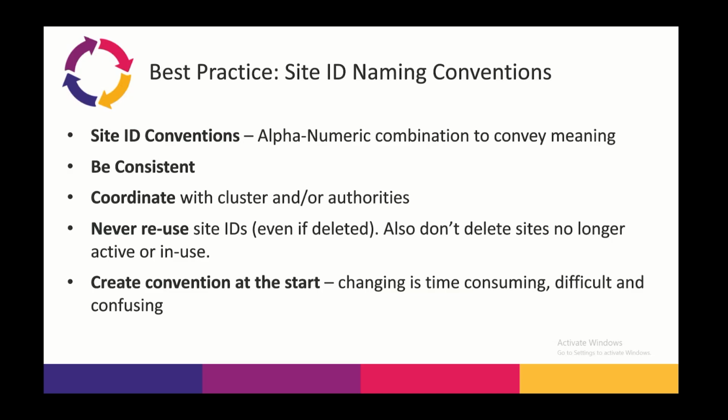Okay, so now looking at some best practices for site ID naming conventions. When you're creating your site IDs, it will have to be an alphabetical numeric combination to convey some sort of meaning. You want it to be consistent. Once you start with some kind of combination, then you have to carry over that combination across your project.